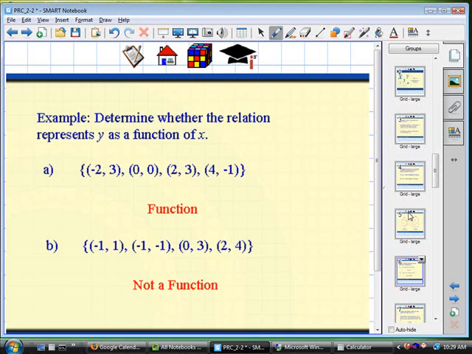Remember, if they have the same x, they can't have a different y. See, in that first set, none of them has the same x coordinate. So we don't have a problem. But here, see, these are duplicates, -1. Now, it would have been okay if this said -1, 1, -1, 1. It's kind of stupid to repeat it, but it would have been okay.